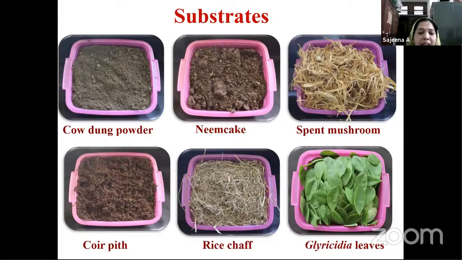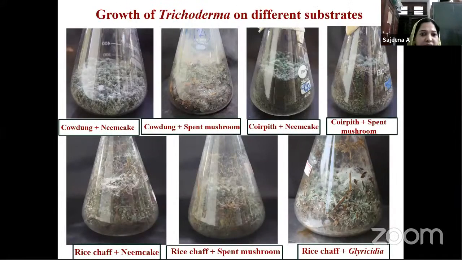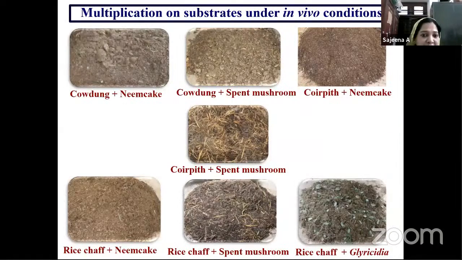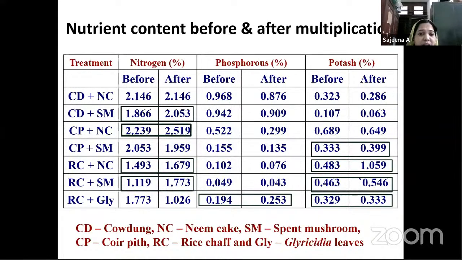These are the commonly available substrates which are used in different combinations with each other. So we can see the growth of Trichoderma on these different substrates. The first one, cow dung plus neem cake, is the standard one, and the last one, rice chaff and Gliricidia leaf mixture, also had better production of conidia. This is in vivo multiplication on the substrates, and nutrient analysis was conducted before and after multiplication under in vivo conditions.